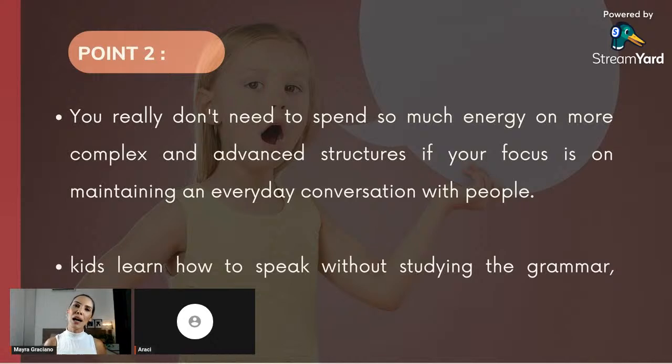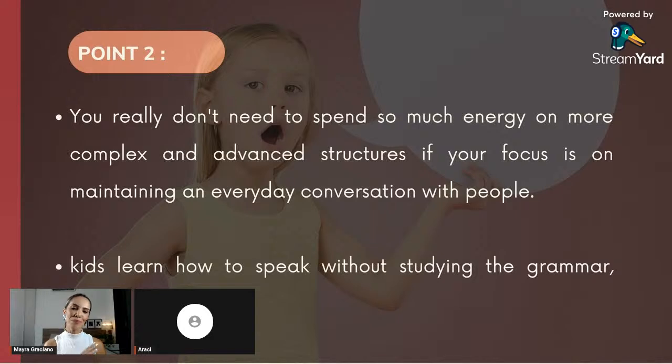But if you're talking about, I need to use English to travel, to communicate with friends, okay, to understand films, series, to have independence and autonomy, you don't need to know all the advanced structures. Okay. And remember, kids, when they learn how to speak, they learn the language without studying the grammar. This happens in any language, right? So we learn, we communicate, we speak, but we don't know the reasons behind the sentences, right?